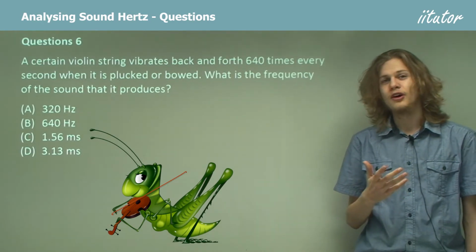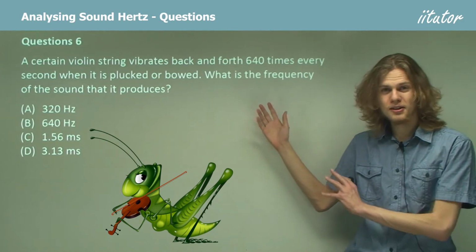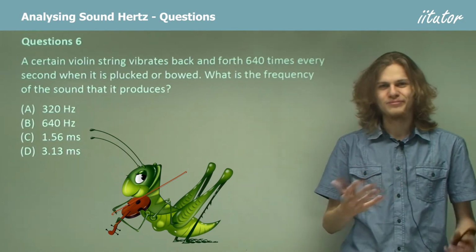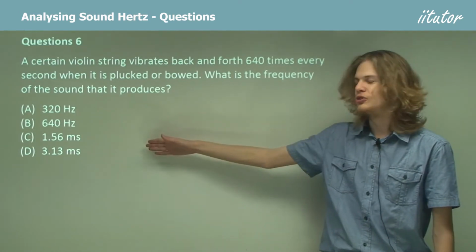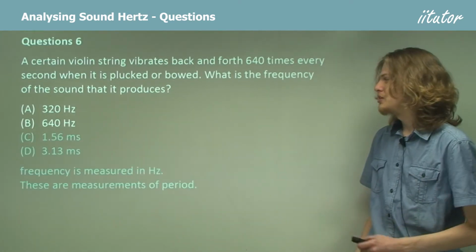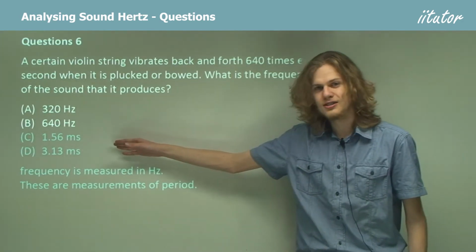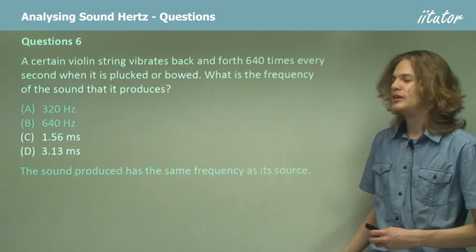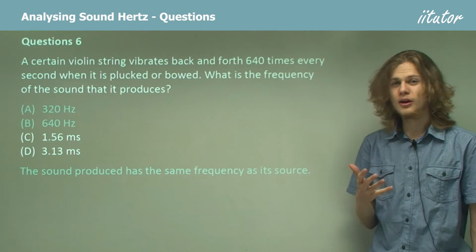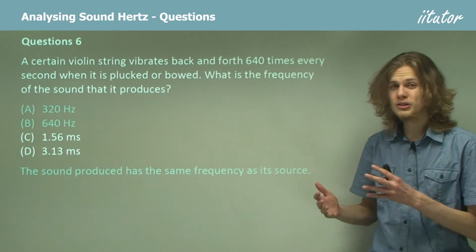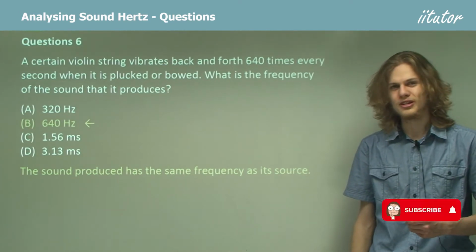If the violin string vibrates at 640 Hz, that is 640 times per second, then the sound wave it produces will be 640 Hz. So even before we go that far, we can see right away that it's not going to be either of the bottom two, because those aren't measurements of frequencies, they're measurements of periods, because they're given in milliseconds. So our only correct answer has to be something in Hertz, and as we saw, if the violin string is vibrating 640 times a second, that is 640 Hz, then it will create a sound wave with 640 Hz as its frequency.